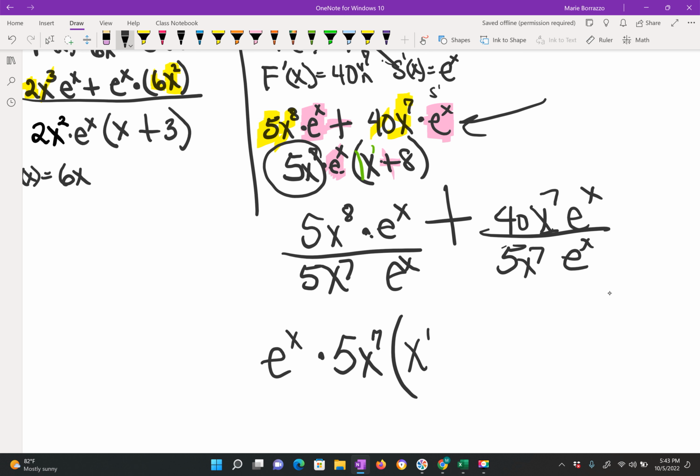So if I take that out, I'm left with just x to the 1, plus the big old plus. Okay, again, we're going back to this. If I already took out an e to the x, I don't need to repeat that process here. 5x to the 7th times what is going to give me a 40? Yes? Capiche?